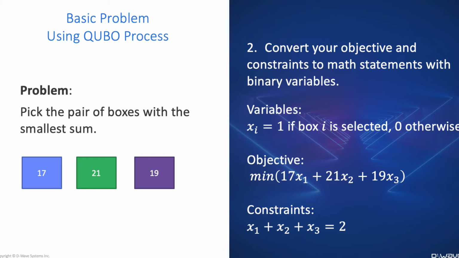The constraint then for getting 2 of them turned on, much like we had in the one hot problem, is x1 plus x2 plus x3 equals 2. So now I have an objective and constraints.